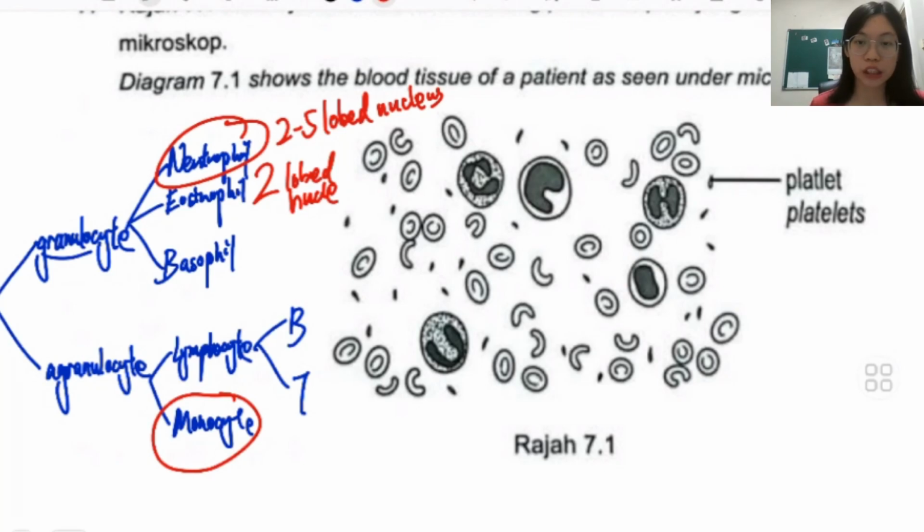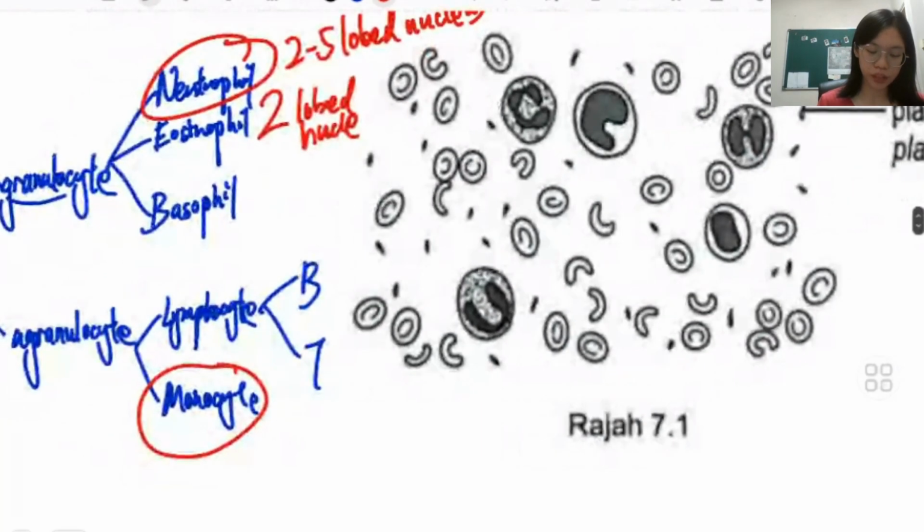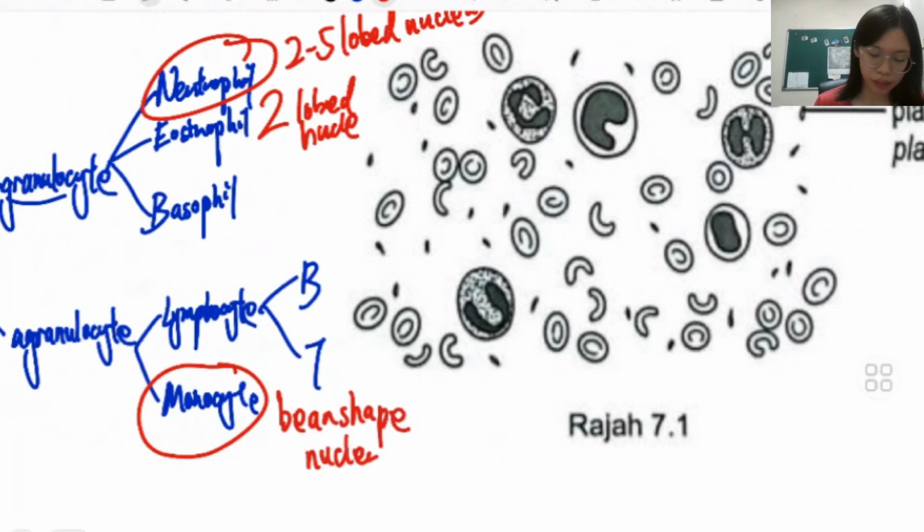So how can you differentiate between lymphocyte and monocyte? Normally lymphocytes, their nucleus is larger in size, and it has very little cytoplasm. For monocyte, it is more of a bean-shaped nucleus. But this one is a very big nucleus and very little cytoplasm.